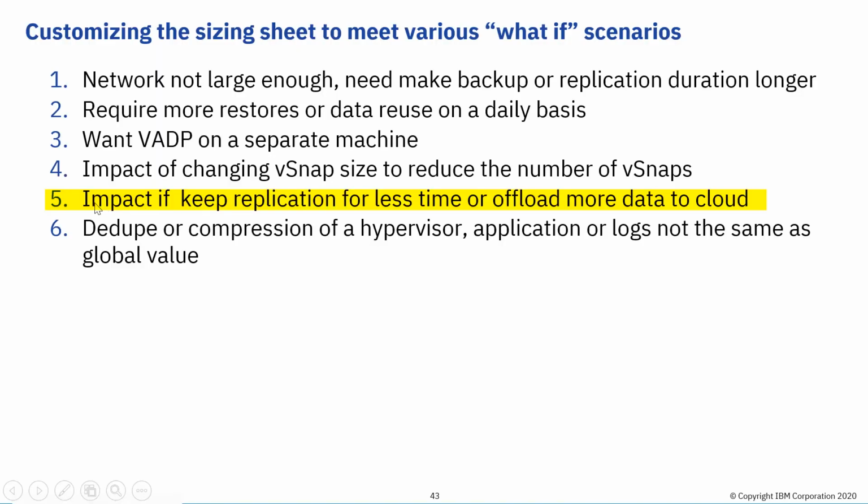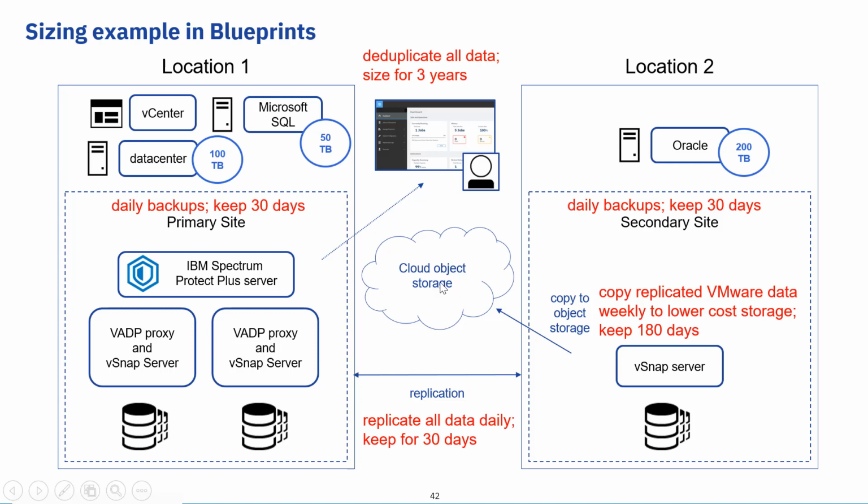For number 5, we're going to look at the impact if you keep replication for less time or if you offload more data to the cloud. In our original business requirements, we were going to replicate all the data on a daily basis and keep it for 30 days on the secondary location. And then the replicated VMware data would be sent on a weekly basis as an offload to Cloud Object Storage and kept there for 180 days. So what happens if we change these parameters?